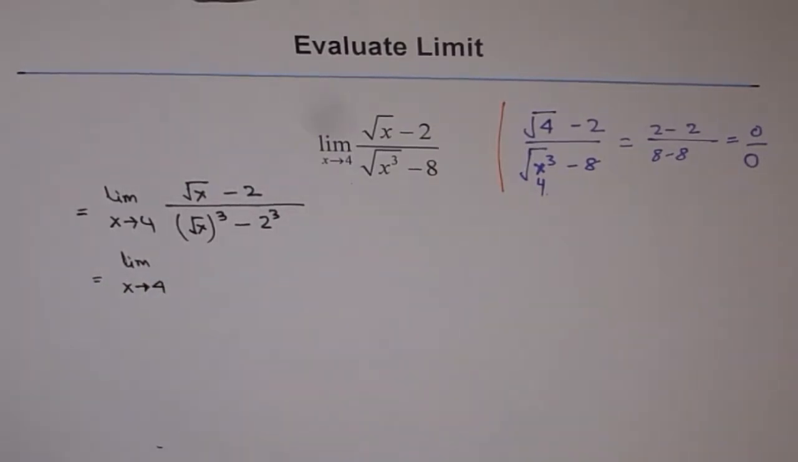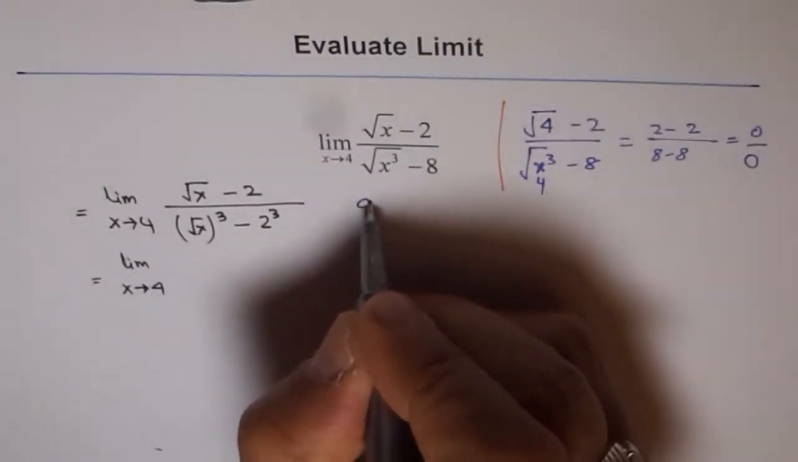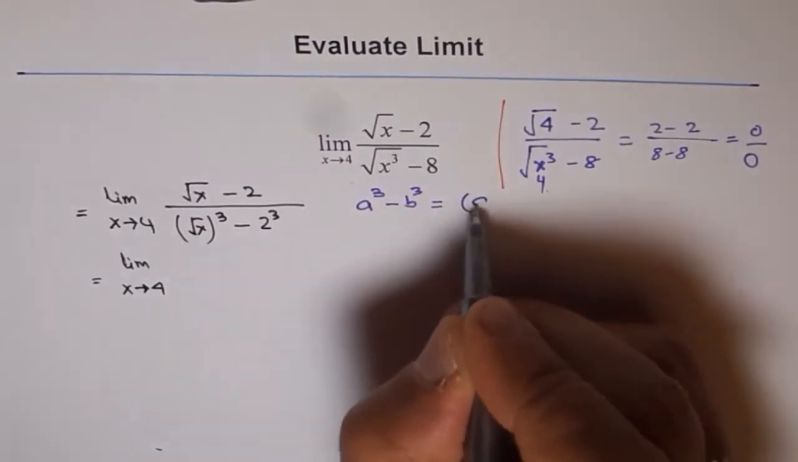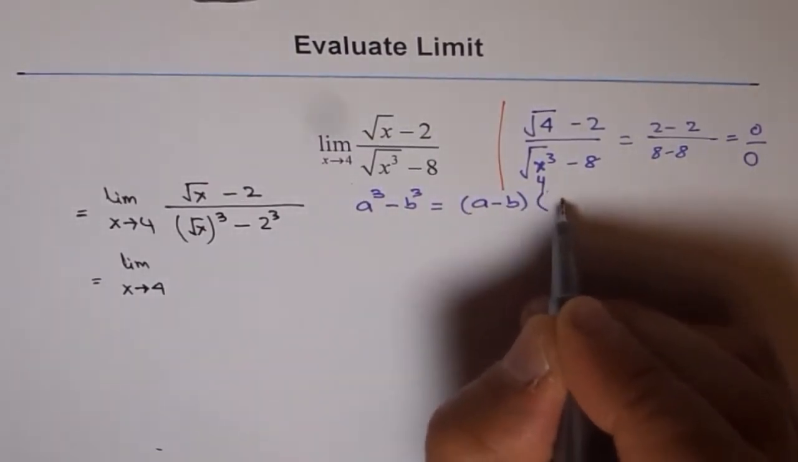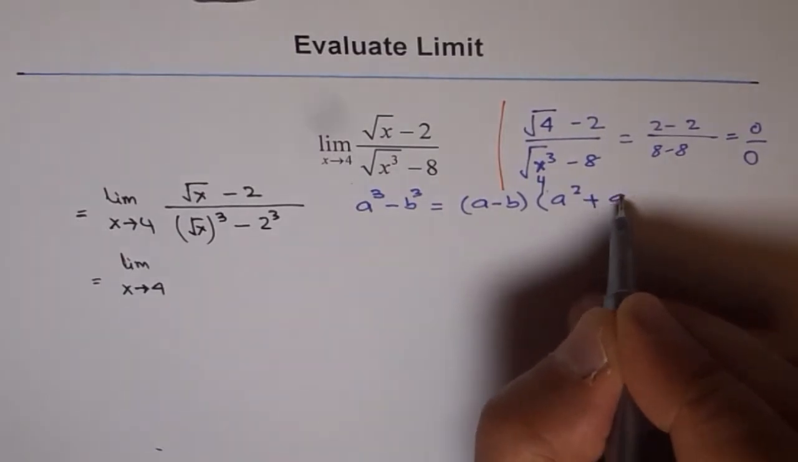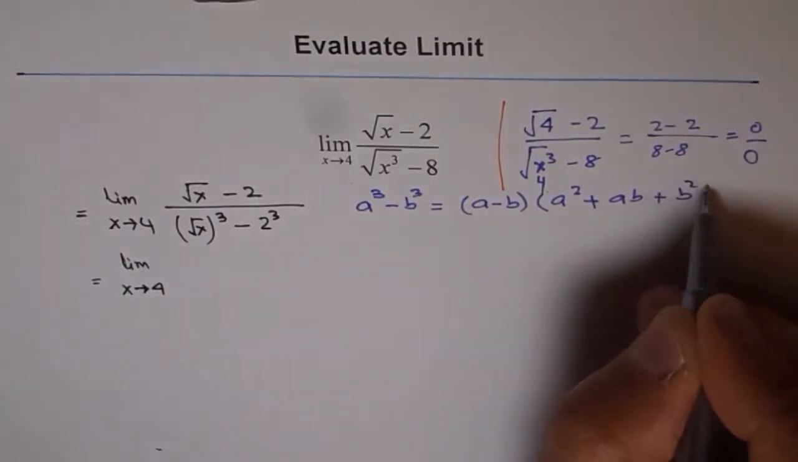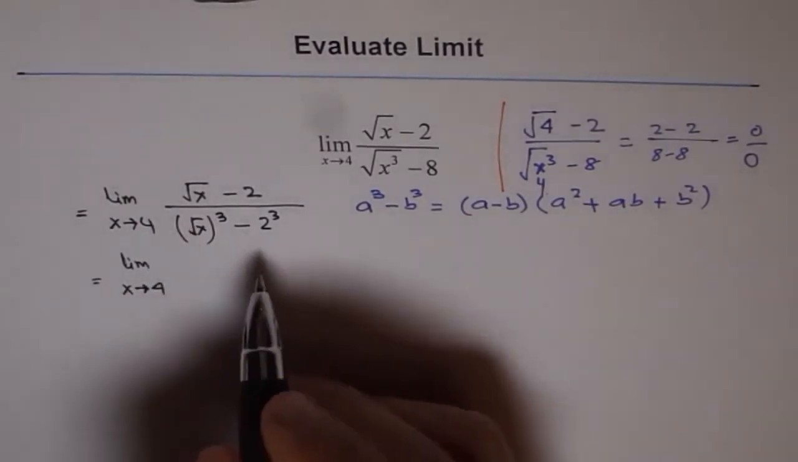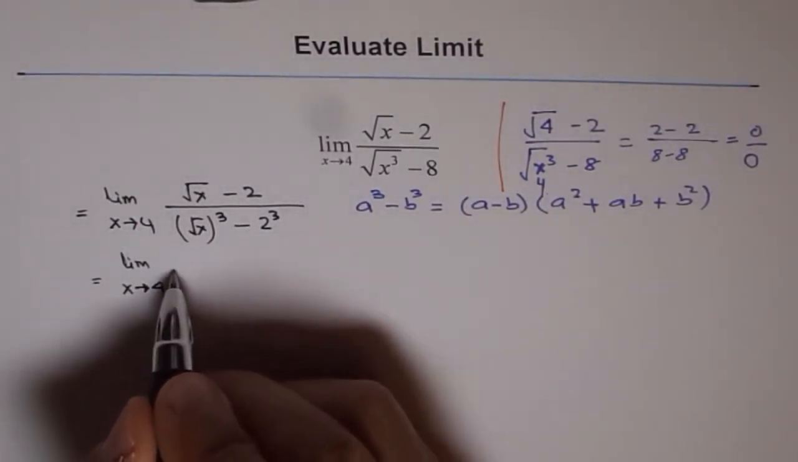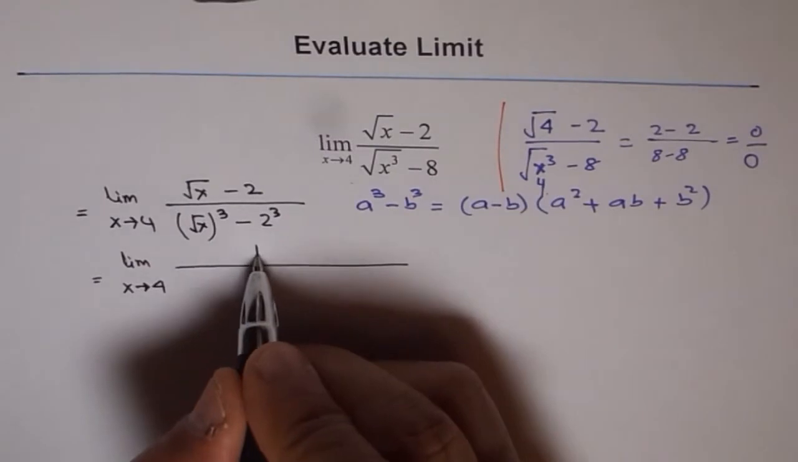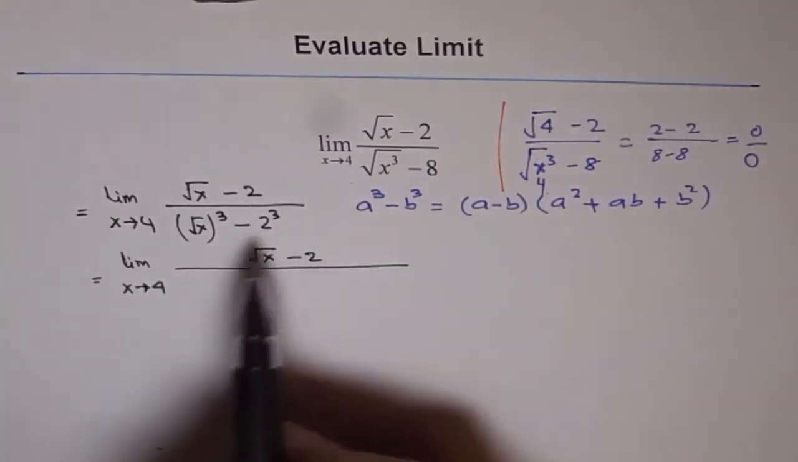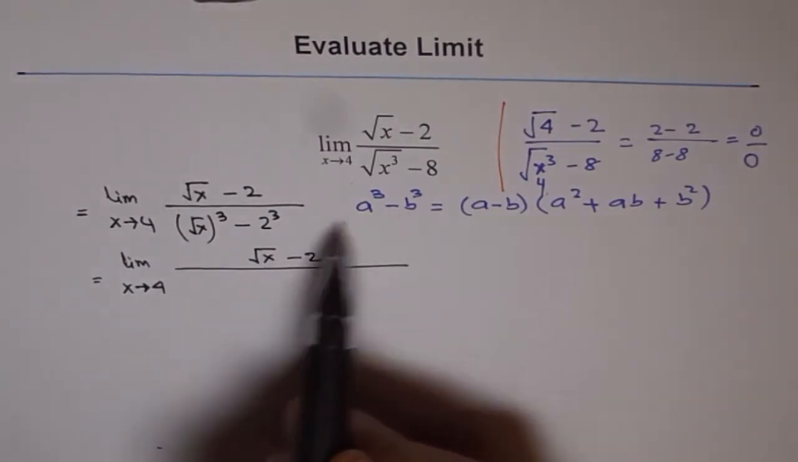Do you remember the a cube minus b cube formula? Okay, let me write it here for you. a cube minus b cube equals a minus b times a squared plus ab plus b squared, right? So we'll use this formula to factor the denominator. We have the numerator as square root of x minus 2, and what is a for us? a is square root of x and b is 2.